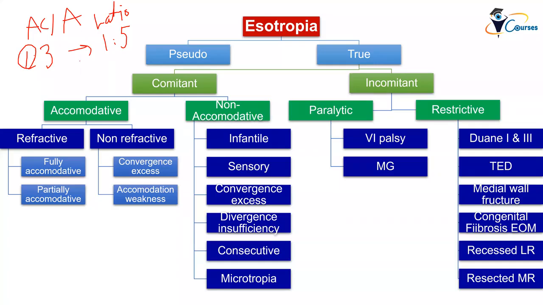So what happens if this ratio is abnormal? If the patient accommodates for 1 diopter and this results in 20 prism diopters of convergence, this means that there is convergence excess. It's called convergence excess, non-refractive accommodative esotropia. Or the patient could have not an increase in the convergence, but a decrease in the accommodation. The patient will have hypoaccommodation. Okay. So this will result in non-refractive accommodative esotropia due to hypoaccommodation.